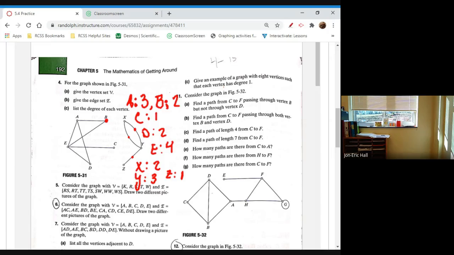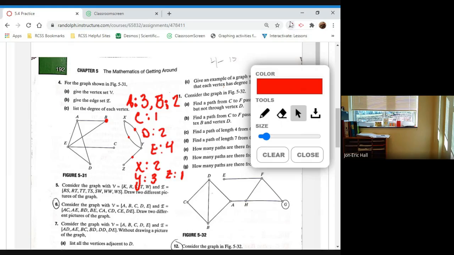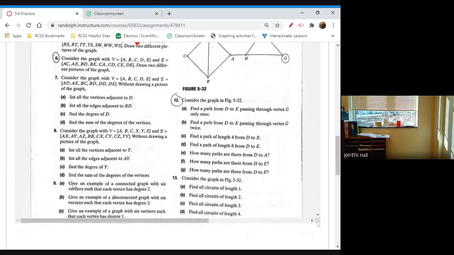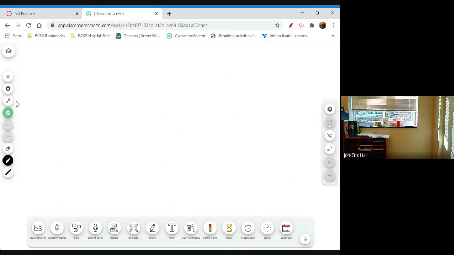All right, the next one I had you do is number 9, and it's got 3 parts, 9A, 9B, and 9C. Okay, so 9A, I still have my classroom screen, so I'll probably jump over here. It says, give an example of a connected graph with 6 vertices such that each vertex has a degree of 2. So for 9A, you are going to put 6 vertices, and it doesn't matter where you put them.